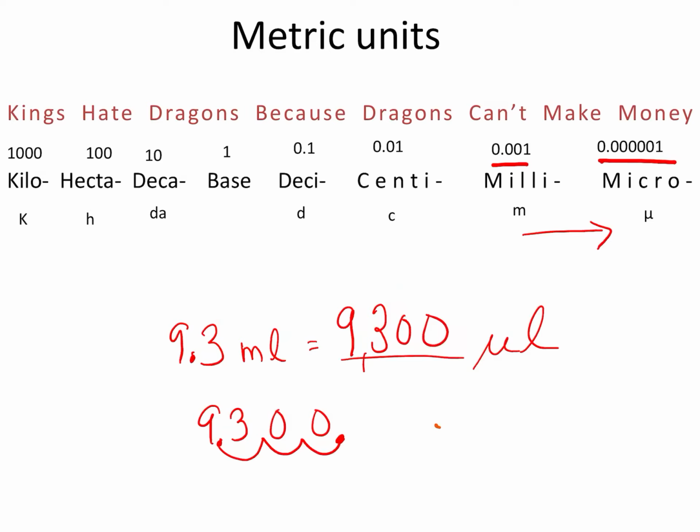So the trick is to know the order of your bases, and then it's very simple from there on out. You just move left or right according to the number of decimal points that you need to move.